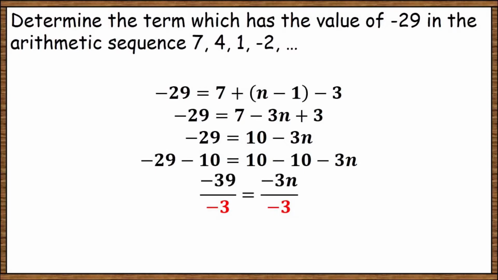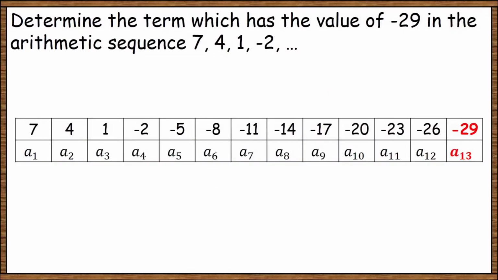Divide both sides by negative 3 para makuha ang value ng n. N is equal to 13. Ibig sabihin, negative 29 is the 13th term in the sequence 7, 4, 1, negative 2, and so on. Nakikita natin ang sequence. Umpisa first term na 7 hanggang negative 29 na ating 13th term.